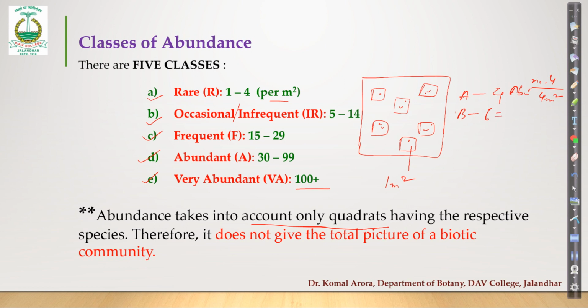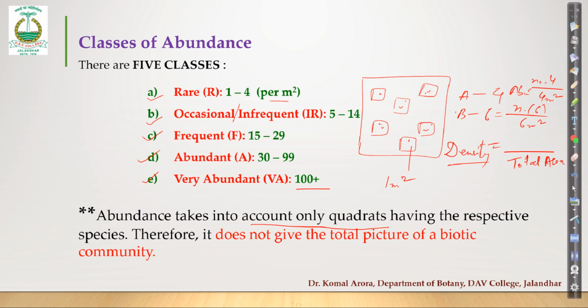Whereas for species B, it will be the number of plants appearing in all 6 quadrats divided by 6 meters square. Okay, so this is a difference. For density, whatever species you are considering, whether it is present in your sampling quadrat or not, that doesn't matter. In the denominator, you will always have total area.